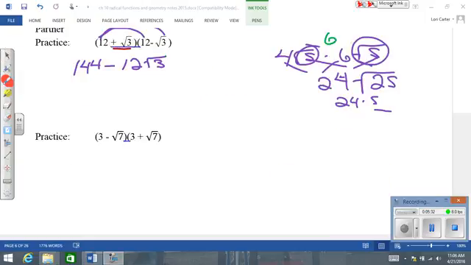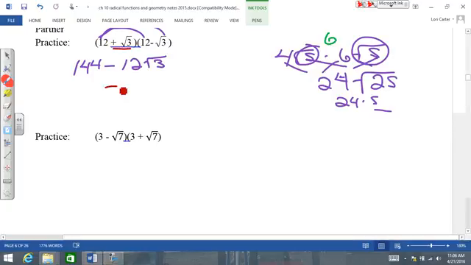Okay, so what's the square root of 3 times 12? The square root of 3 times 12 is 12 square root of 3. Positive 12 square roots of 3, right? What's the square root of 3 times a negative square root of 3? Negative 3. No, the square root goes away.